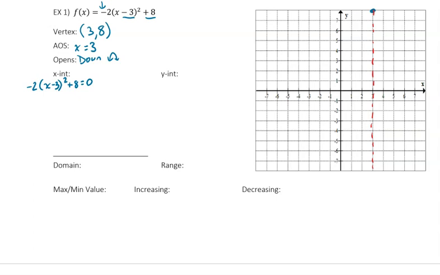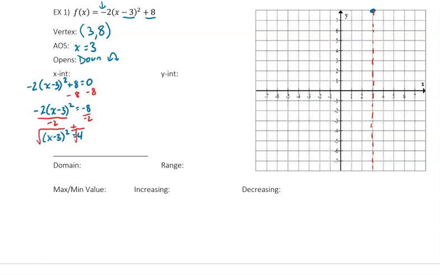In this case, I'm going to use the square root property, just because I see a nice thing that's squared. So we can take the square root of both sides if we can isolate that. So I'm going to subtract 8 from both sides. So that's negative 2 times (x minus 3) squared equals negative 8. Divide both sides by negative 2. Get (x minus 3) squared equals 4. And then I'm going to take the square root of both sides.